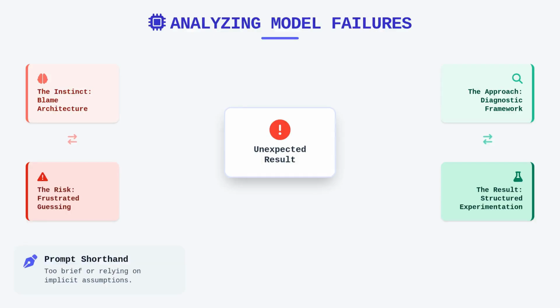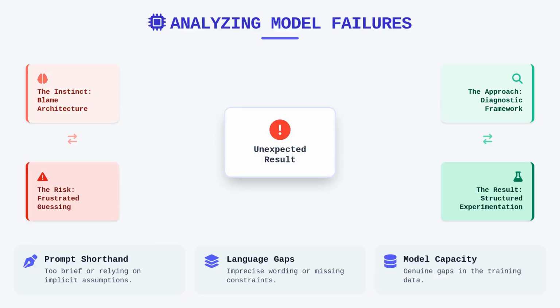We often provide instructions that are far too brief or rely on implicit assumptions that the large language model cannot reasonably infer. By mapping the failure points against a rigorous diagnostic framework, we can isolate whether the error stems from imprecise language, missing constraints, or a genuine gap in the model's training data. This approach allows us to pivot from frustrated guessing to structured experimentation.